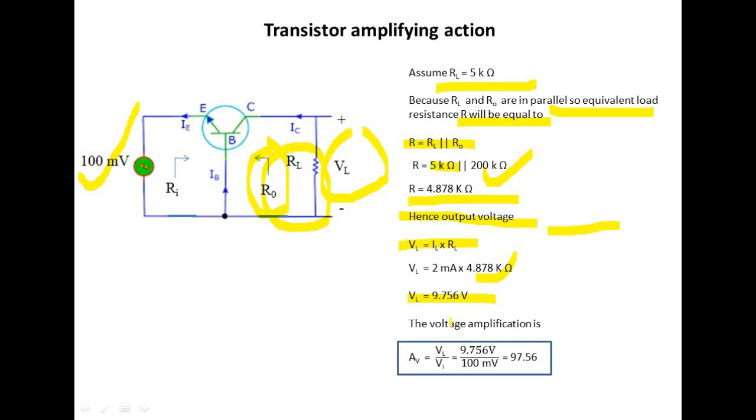So now we can find the output amplification factor, or output gain. The voltage amplification factor will be equal to output voltage upon input voltage, that is 9.756 volt upon 100 millivolt. So we are getting the voltage amplification factor as 97.56.